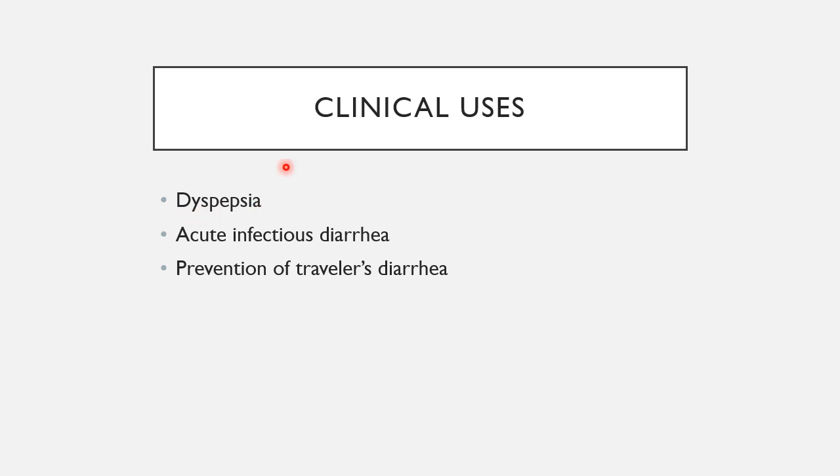It is used for treating dyspepsia. It is available in tablet and liquid form. It is also used in treatment of acute infectious diarrhea because it reduces the stool frequency and liquidity, and the salicylate will inhibit the intestinal prostaglandin and chloride secretion. And it is used to prevent traveler's diarrhea because of its antimicrobial effect, and it also binds the enterotoxins. So these are three clinical uses: dyspepsia, acute infectious diarrhea, and prevention of traveler's diarrhea. This question can come in exam.